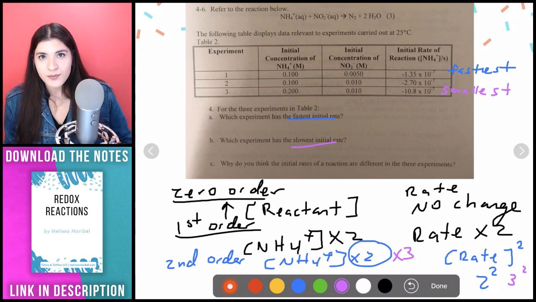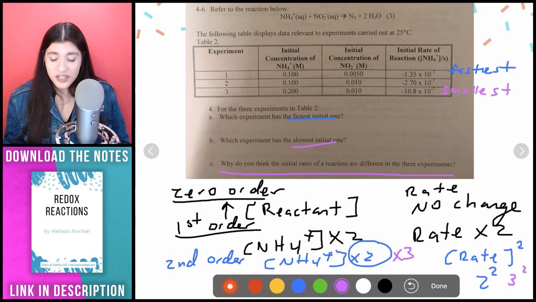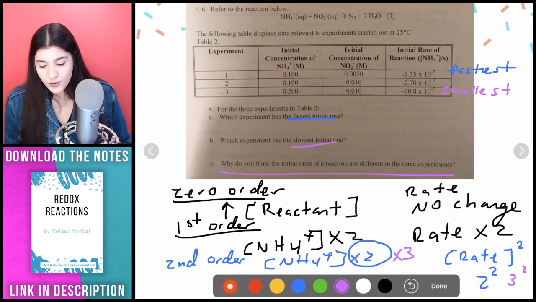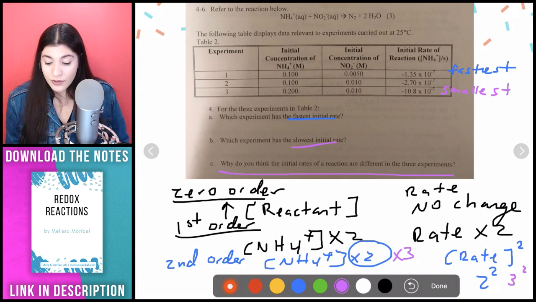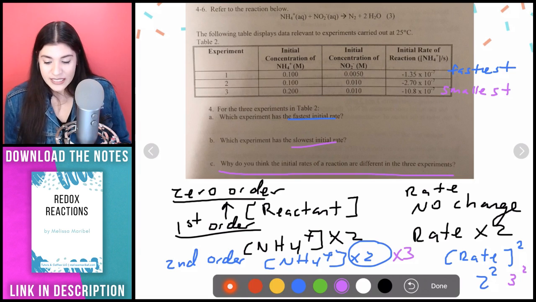The reaction is moving a lot faster. So that's what it's essentially talking about. Actually, this entire question is asking why you think the initial rates of a reaction are different in the three experiments. Well, it's because they're at different reaction orders.